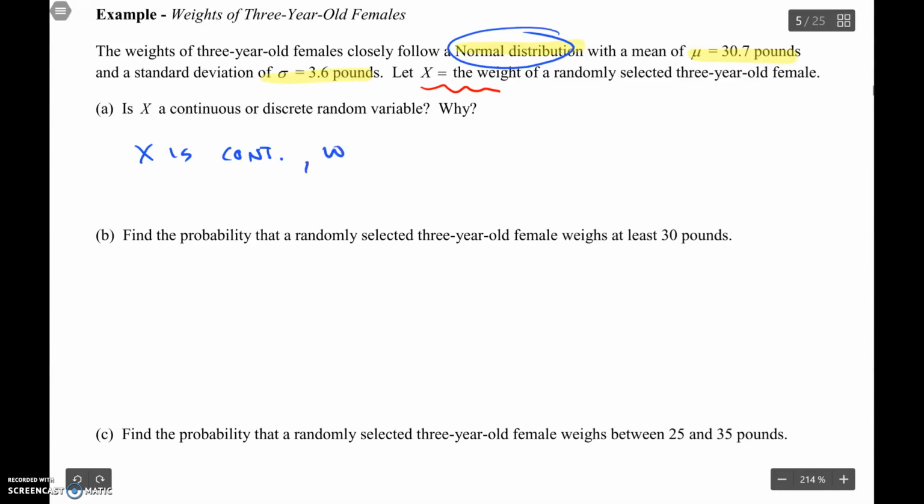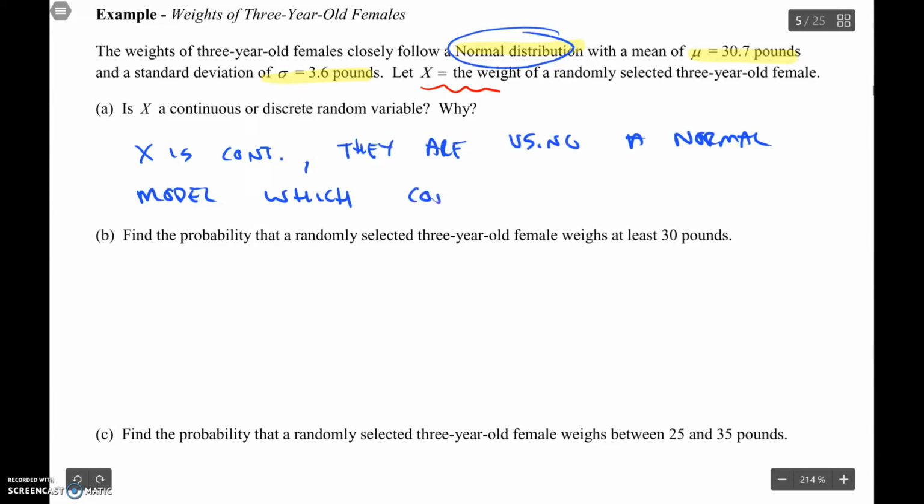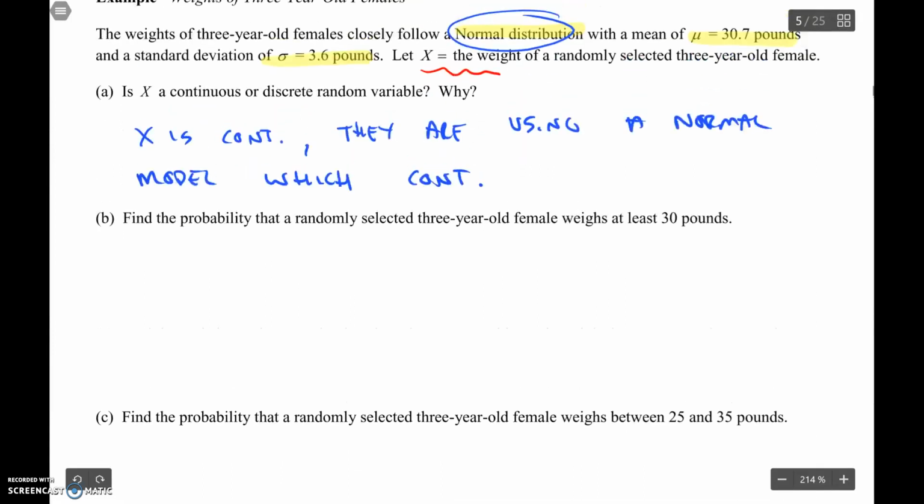Why? Because somebody is using a normal model, and that is a continuous model. So we are looking at this as a continuous variable. Now we could record weights discretely, and normally we do, but if we're going to model it, we're going to use a continuous curve in this case. Find the probability that a randomly selected 3-year-old weighs at least 30 pounds.